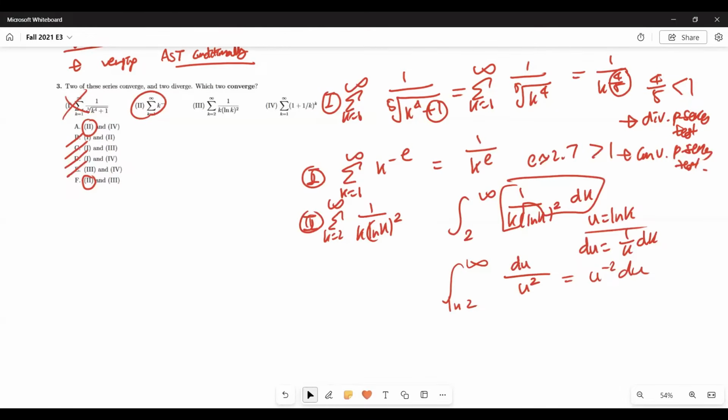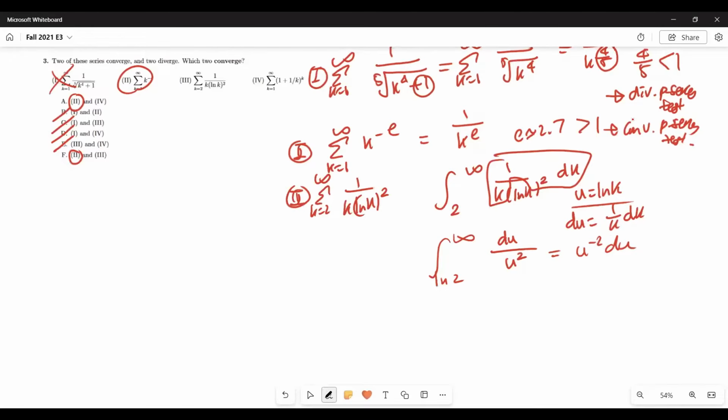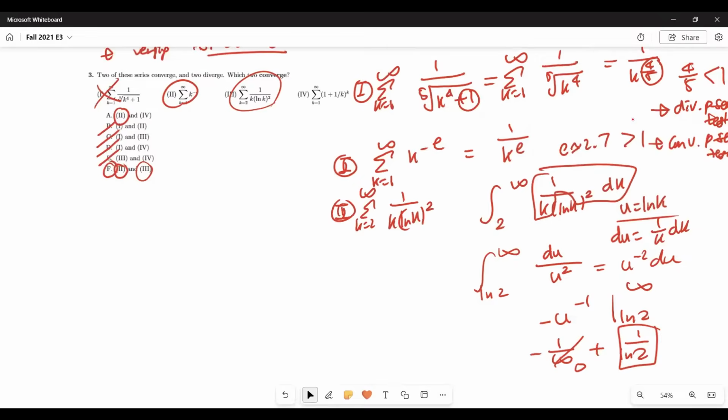If you integrate u to the minus 2, this is going to be negative u to the minus 1, from ln 2 to infinity. So this is going to be negative 1 over infinity plus 1 over ln 2. So this is going to be 0, so it converges to 1 over ln 2. So it's going to be converging. Okay, so 2 and 3 are converging. So that means the answer F is the right answer.